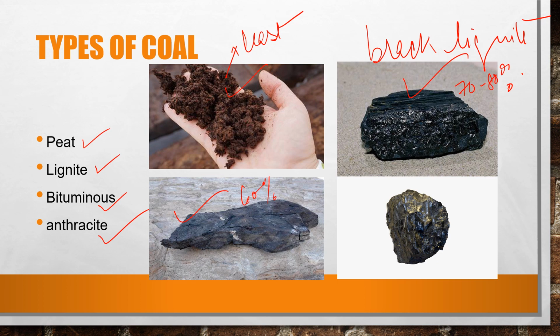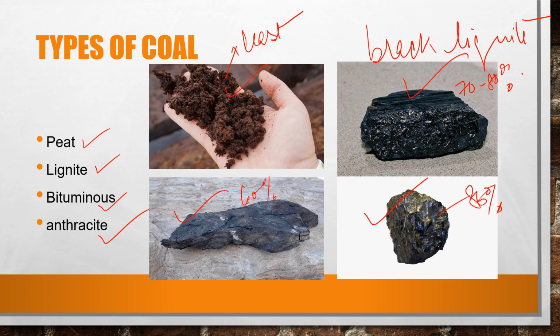Now next comes the anthracite. So this anthracite, this is the hardest coal, and this has a maximum energy content, and it contains more than 86% of carbon, and hence it is the highest ranked coal. It burns with more heat and gives less dust and soot, and it is mainly used in heating and as a fuel for steam engines and furnaces.